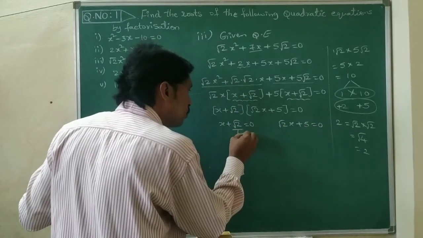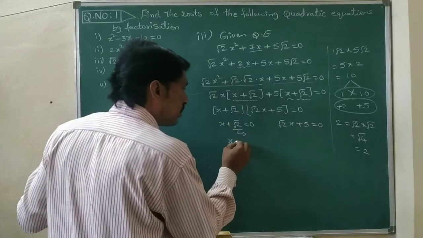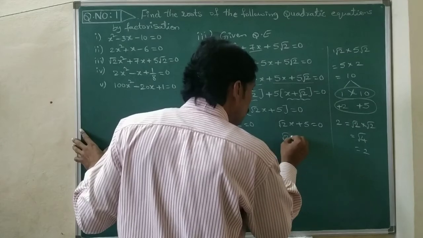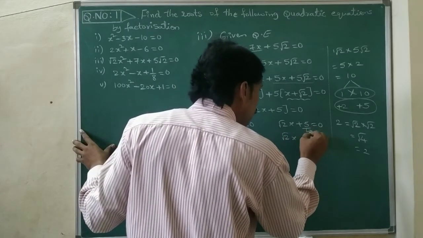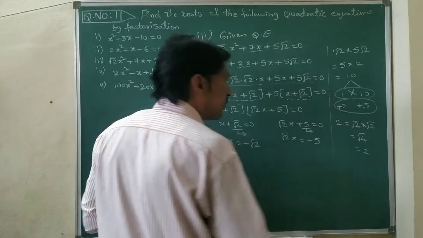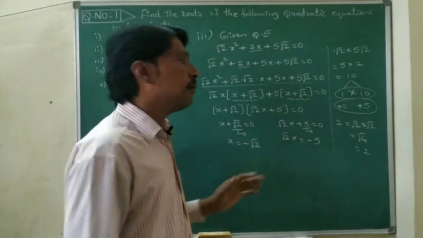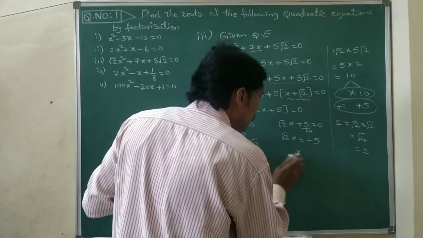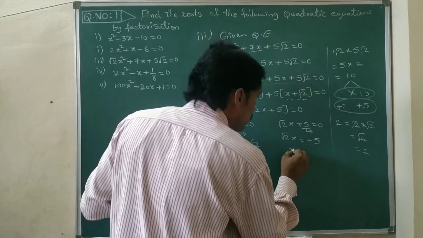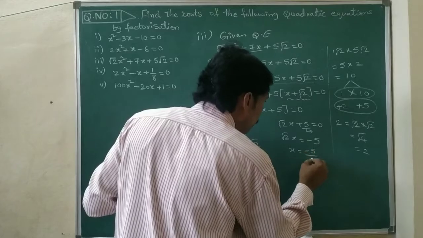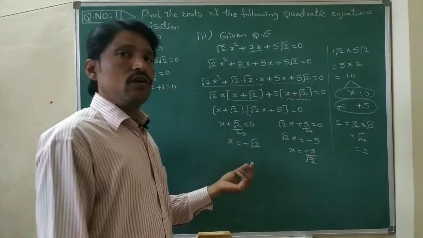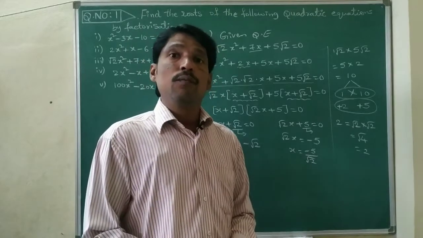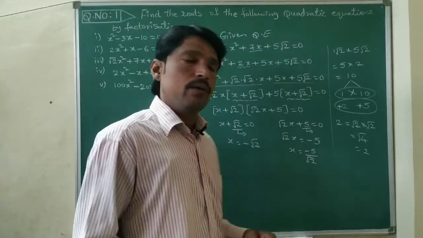Now this plus root 2 you can transpose to the right. We are transposing, means minus root 2 we are getting. Here root 2x, this 5 we are transposing, means minus 5 we are getting. Plus 5 becomes minus 5. So root 2x, here this root 2 also we need to transpose. x equal to minus 5 by root 2. Here we got the zeros. One is minus root 2, other one is minus 5 by root 2.